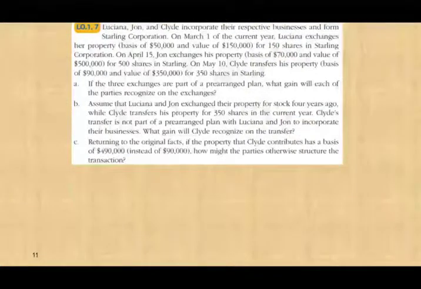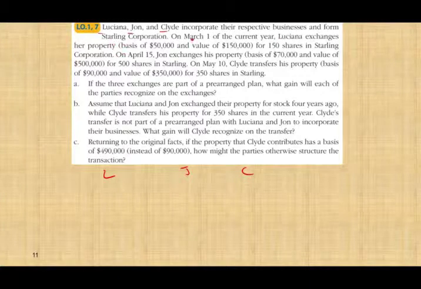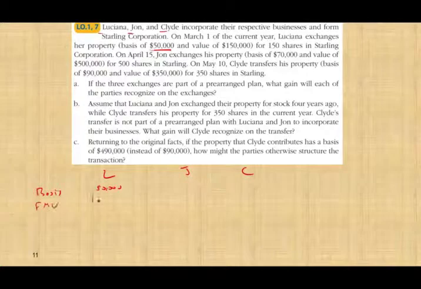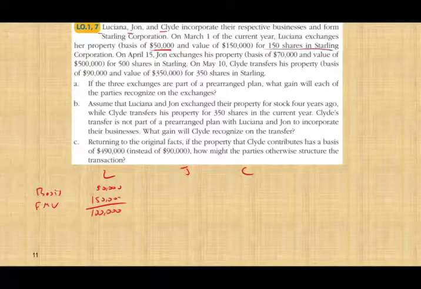Let's take a look at this last example to see how this all fits together in an actual example with numbers. We have L, J, and C. They incorporate their respective businesses and form Starling Corporation. On March 1st of the current year, L exchanged property with a basis of 50,000 and a fair market value of 150,000. This is going to give L $100,000 of tentative gain, and they received 150 shares.